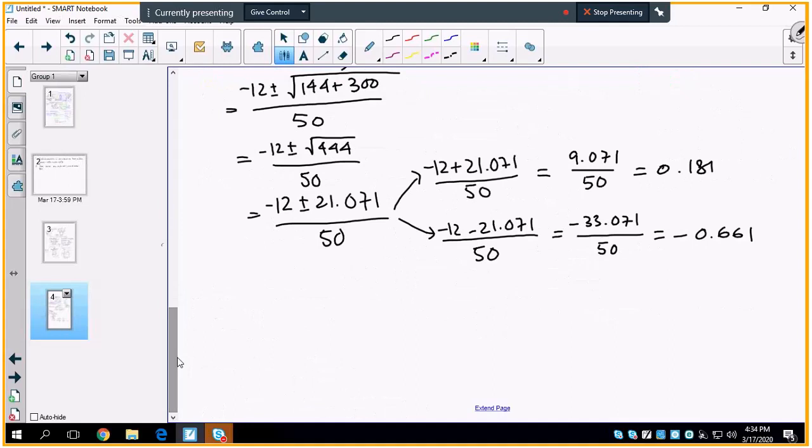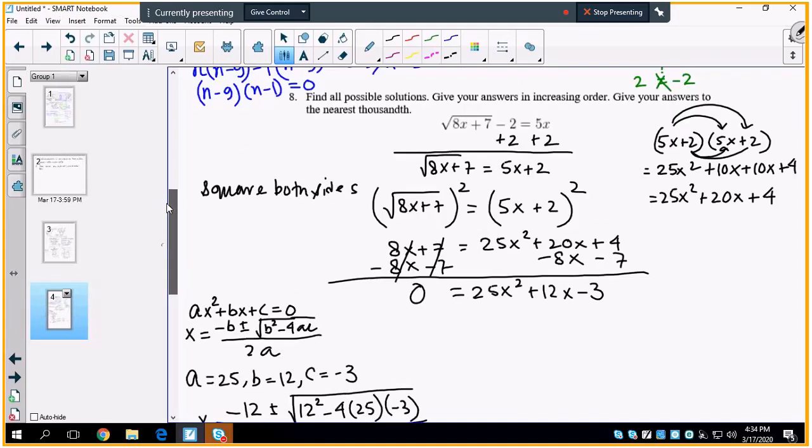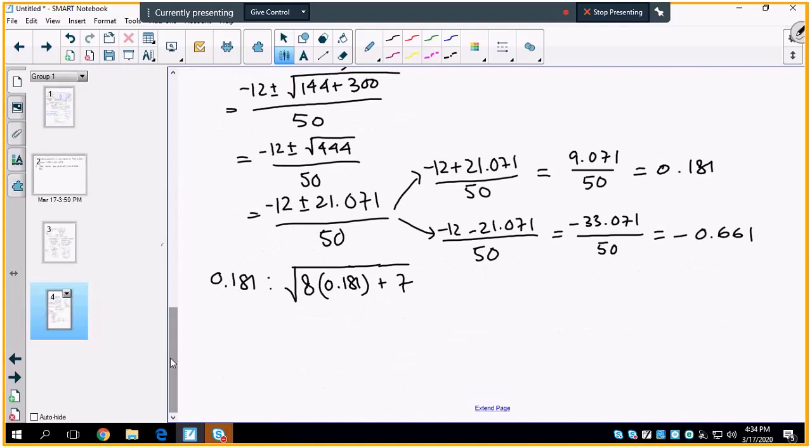So let's first try 0.181, and I'm trying to see whether the two sides of the given equation are equal to each other. It is 8x, so I say 8 times 0.181, then plus 7, and then we are going to subtract 2 and check whether that is equal to 5 times the algebraic solution 0.181. So let's see how much is the left hand side.